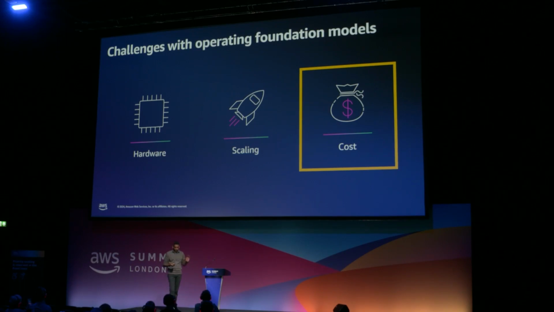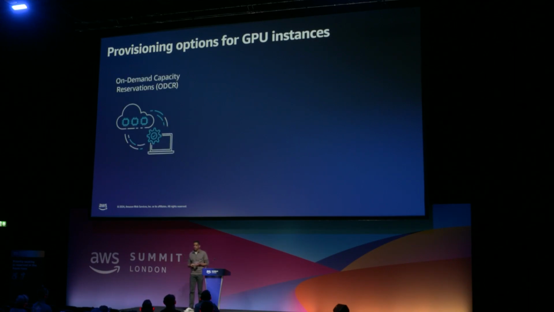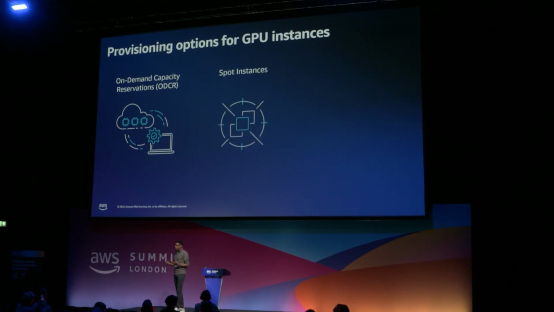Now, another aspect I want to touch upon on how you could save cost is the way you provision your GPUs. These are some of the options that you have today. For example, you could use ODCRs, or on-demand capacity reservations. Using ODCRs, you could essentially get access to any amount of capacity in any availability zone for however long you want. Another option is spot instances. Spot instances offer you deep discounts compared with on-demand compute, with the caveat that EC2 can reclaim that capacity at any time.